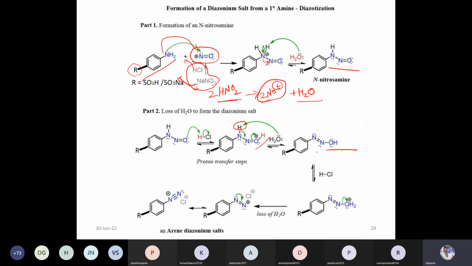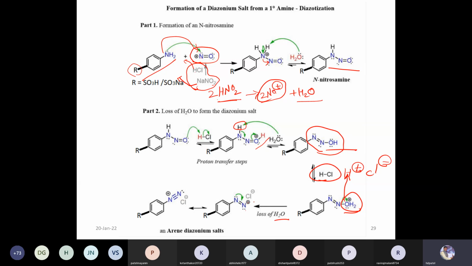N=N-OH. Now this N=N-OH, when it reacts with HCl, will convert into N=N-Cl. But before that, what happens first? This hydrogen has a deficiency of electrons, the reason being it is in the form of H plus, and this one is in the form of Cl minus. So hydrogen will attach with the oxygen and convert it into OH2 plus. Now this OH2 plus will be eliminated as water. So there is loss of water, and we will get N plus.